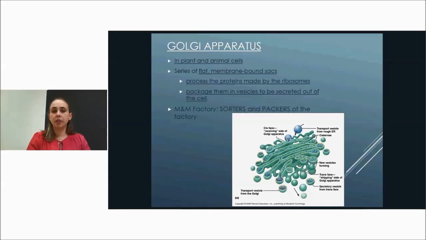So it's a series of flat membrane bound sacs that process proteins that are made by the ribosomes and pack them into vesicles. The vesicles are these little transport circles. They're pieces of the Golgi that have pinched off and now house the protein inside, and they can take it outside of the cell or they can take it to different places within the cell. So the Golgi body would be the sorters and packers of the factory. They're kind of organizing and sorting everything to where it needs to go, final touches, getting it ready for shipment.